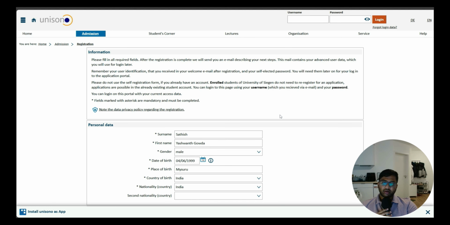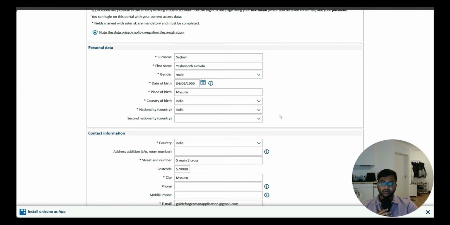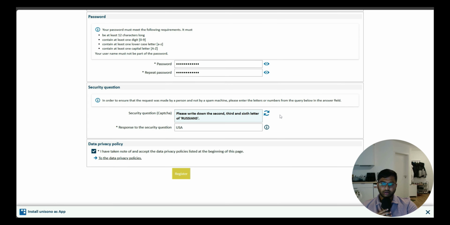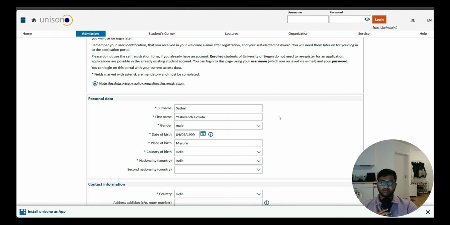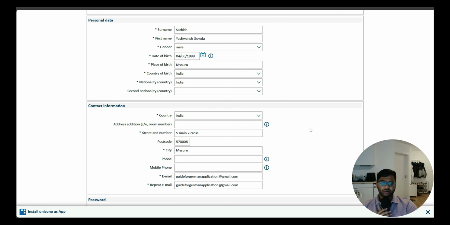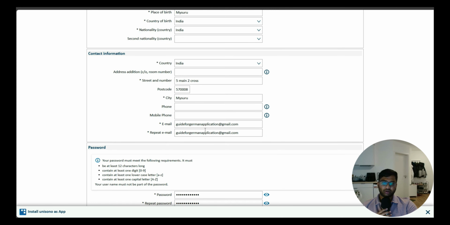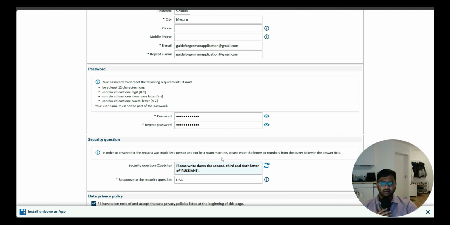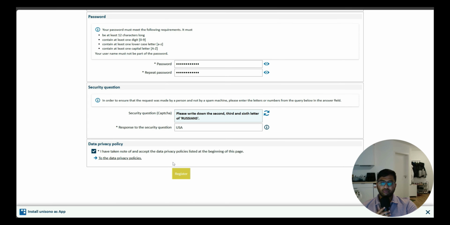Now I took some time and filled in all the information that is required for the registration form. It is straightforward. You just have to fill in your personal details, so your surname, first name, gender, date of birth, place of birth, and you also need to fill in your Indian address so that they will contact you, and you have to give your email address, a chosen password, and answer a security question to prove that you are human. And we click on register.